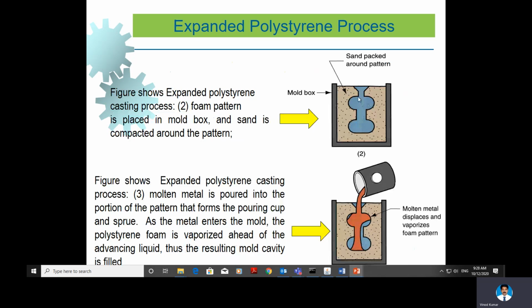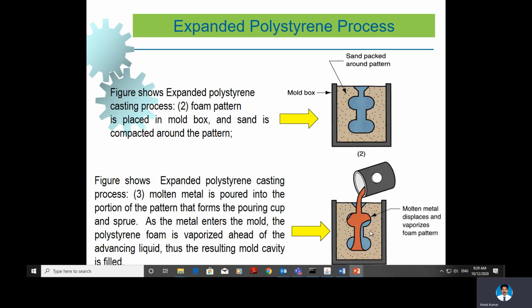Then the foam pattern is placed in the box and compacted with sand. After compacting with sand, what do we do? We pour molten metal into it. Because of the high temperature of the molten metal, the foam will vaporize and escape. So you can find only a cavity which has the same shape of the foam pattern. When we pour molten metal into this cavity, we can produce a product.